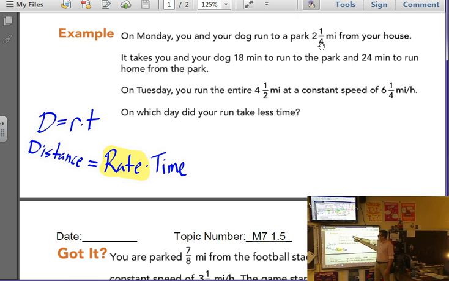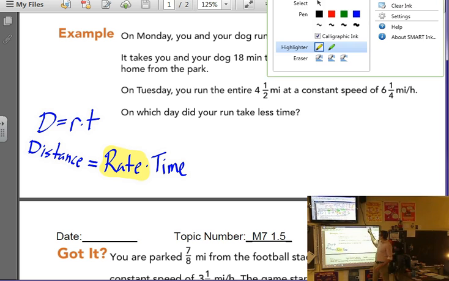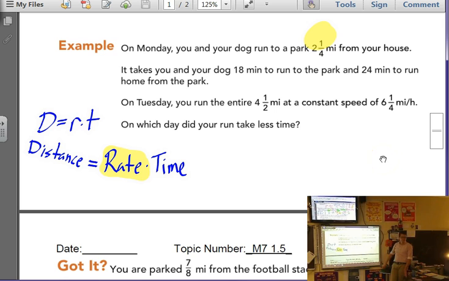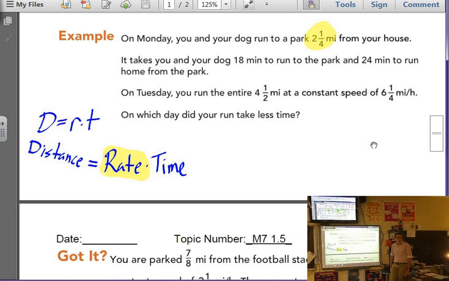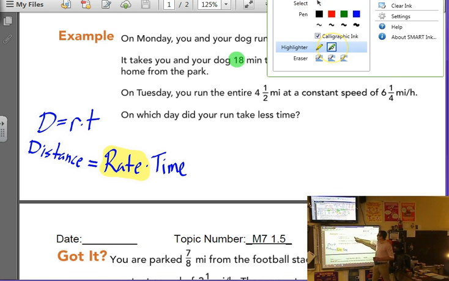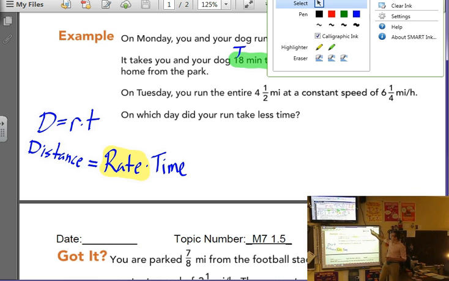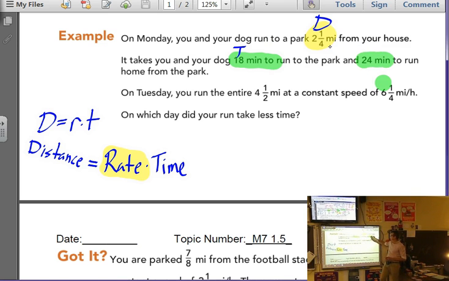So, on Monday, you and your dog run to the park. What is this 2 1/4 miles in my formula? What would that be? Is that a rate? That's your distance. That is our distance. Above it, put a D. It takes your dog 18 minutes to run there. What would that be? Our time. Above that, put a T. The 24 minutes is also a time, but that's going to be a different time.